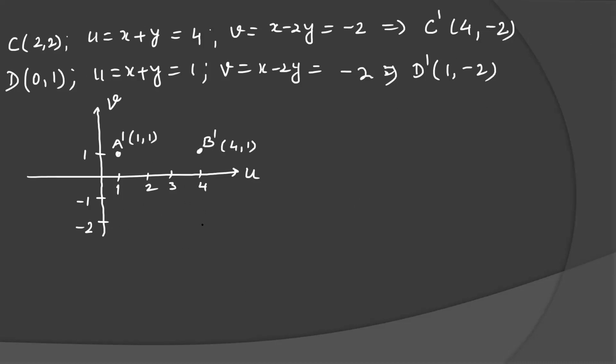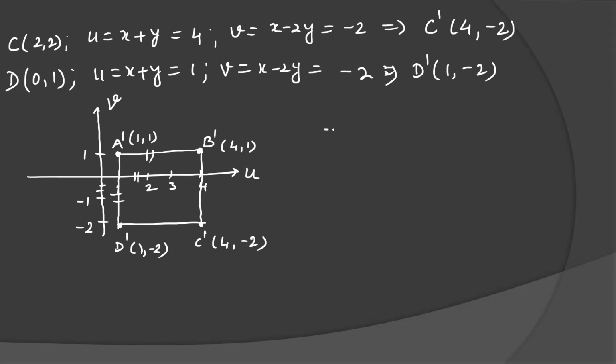C dash is (4, minus 2), and D dash is (1, minus 2). So now you have a rectangle that is parallel to the axis. If you have any region parallel to the axis, then the limits in the two variables will be constant. Here it is parallel because this is your y equal to 1 line, this is your x equal to 4 line, this is your y equal to minus 2 line, this is your x equal to 1 line.